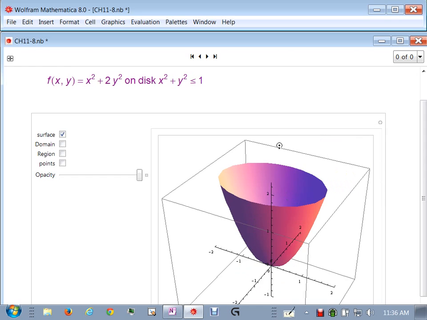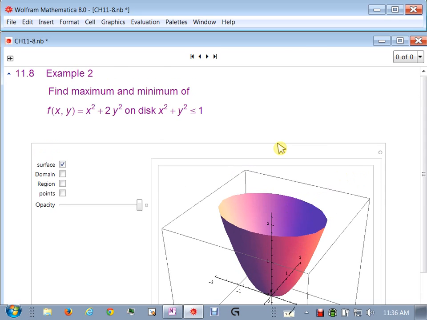This is a different problem. It looks the same, but it's a little different. Find the maximum and minimum value of this function on this disk. So the main difference here is that your restriction is not a curve, right? It's not an equation, it's an inequality instead of an equation.